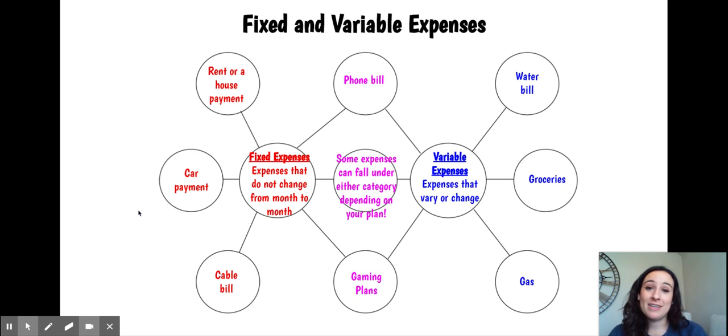A grocery bill is a variable expense. So I try not to go to the grocery store when I'm hungry, because if I go when I'm hungry, I'm going to spend a lot more on snacks and junk food than if I go on a full stomach. I won't spend as much. So that's variable. It's going to change depending on what I need or how hungry I am.